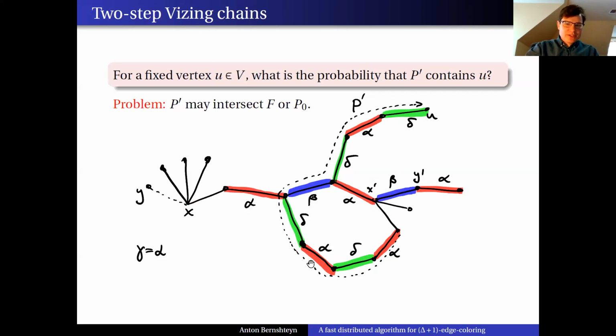And why is this an issue? Because before we shift it, since we don't know where we stop, where x' and 1' are, before we shifted this path, this prime path indeed isn't alternating. And if we start tracing our steps back from U using two colors, we will not arrive at this vertex at the end. At this point, something is going to go wrong. So the calculation fails. The calculation really assumed that P' didn't intersect F or P0.